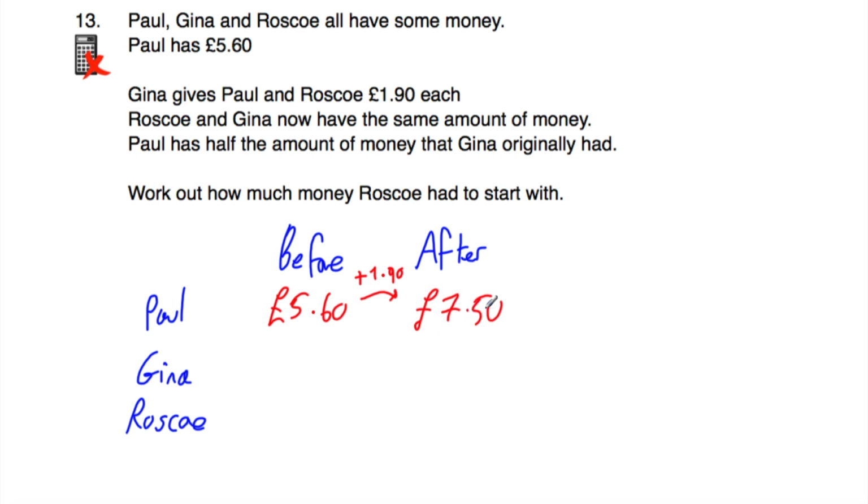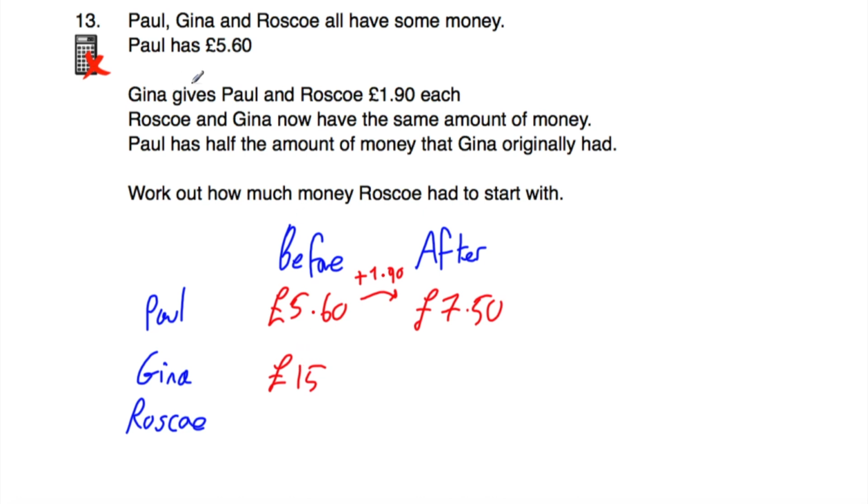So if we double £7.50, we can then work out how much Gina had originally. And double £7.50, well, double £7 is £14. Double 50p is a pound, so that's going to be £15. So that means that Gina must have had £15 to begin with. So we now know that Gina had £15 to begin with.